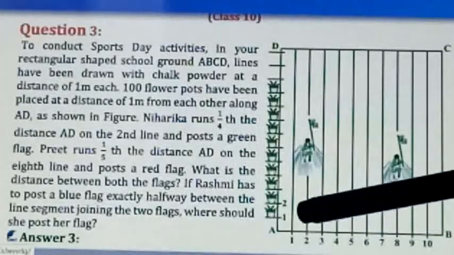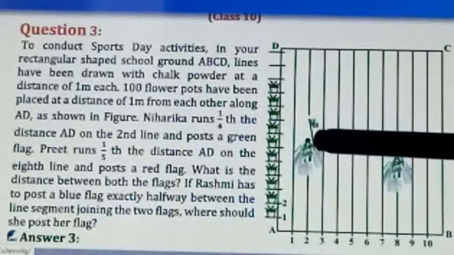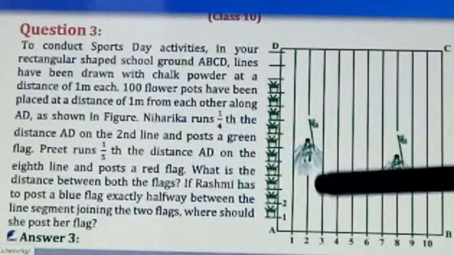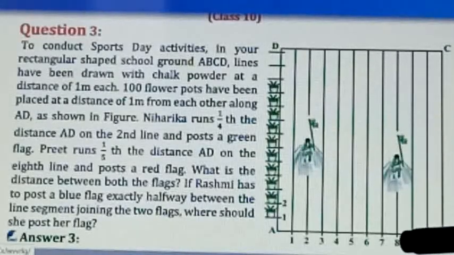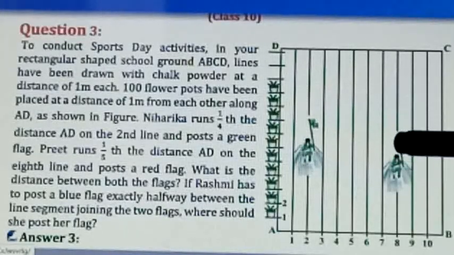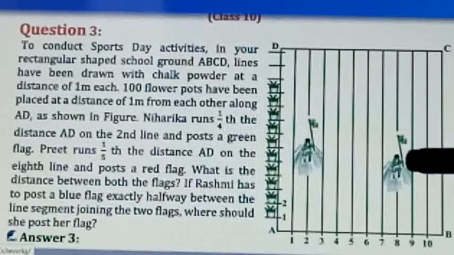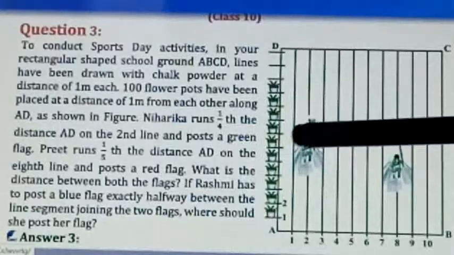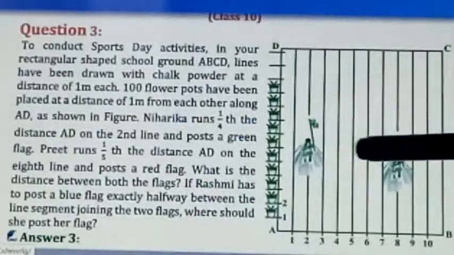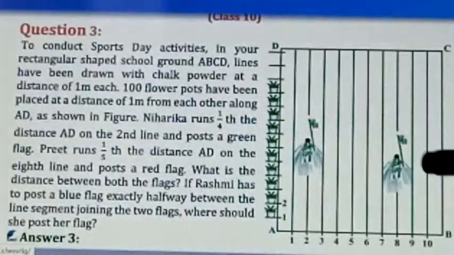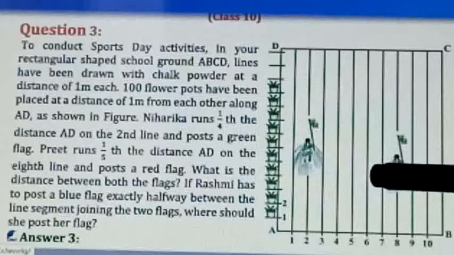Again, Niharika is on the second line. She ran 1/4th of the distance of AD and she needs to post a green flag. Preet is on the 8th line and ran 1/5th of the distance of AD, and she needs to post a red flag. Now what is the question? You need to find the distance between these two flags, children. Since we need to find the distance, we need to use the distance formula to find the distance between these two flags. That is the first part we need to find out.